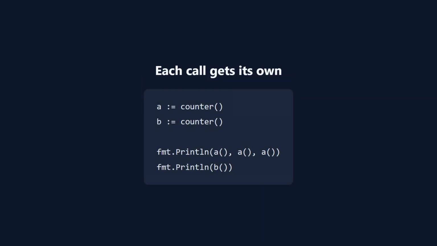This is the part that shows what is really happening. We call counter twice, getting 2 closures, A and B. A counts 1, 2, 3, as you would expect. And B counts 1, not 4. Each call to counter created a completely fresh n, and each returned closure is holding its own. They are the same code, with separate state. That is worth sitting with for a second, because it is the mechanism behind everything in the rest of this video.